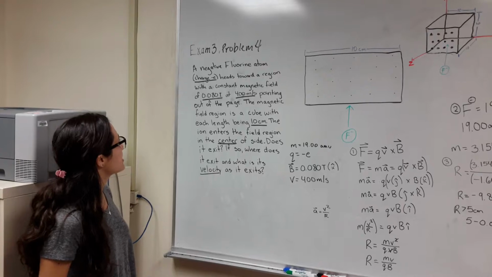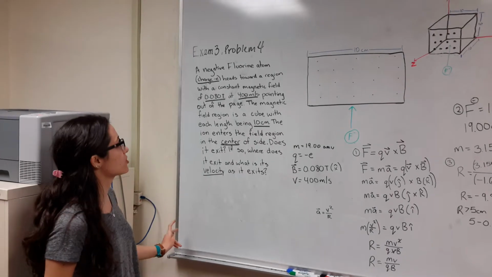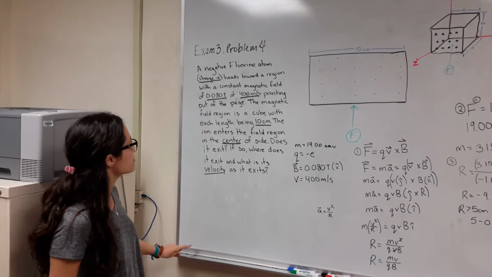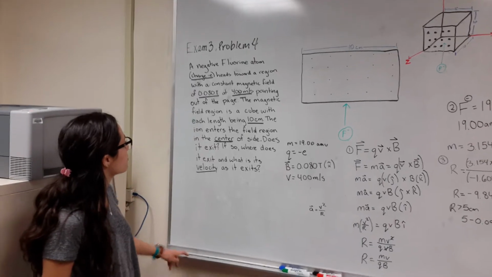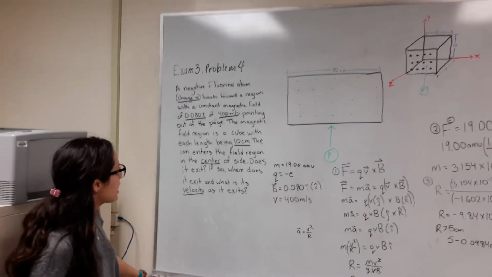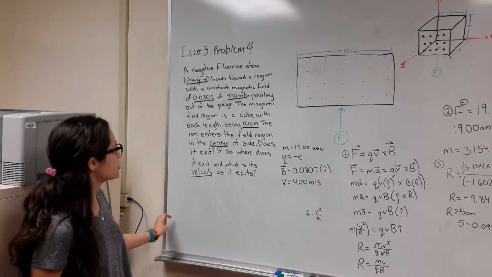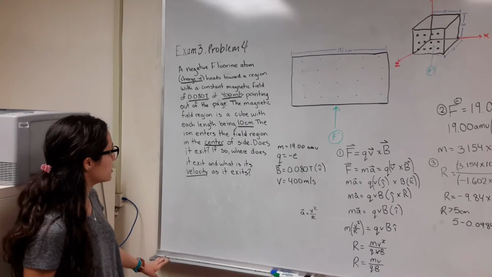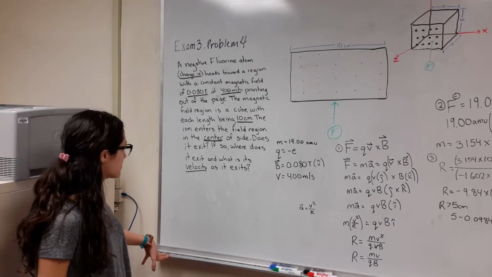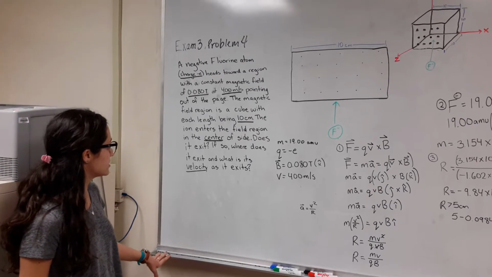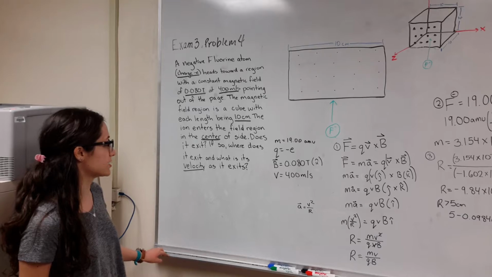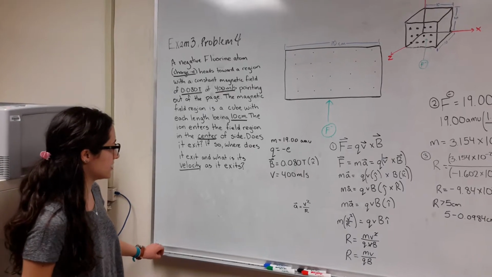So the problem is a negative fluorine atom with a charge of -e heads towards a region with a constant magnetic field of 0.08 Tesla at 400 meters per second pointing out of the page. The magnetic field region is a cube with each length being 10 centimeters. The ion enters the field region in the center of the side. Does it exit? If so, where does it exit? And what is its velocity as it exits?